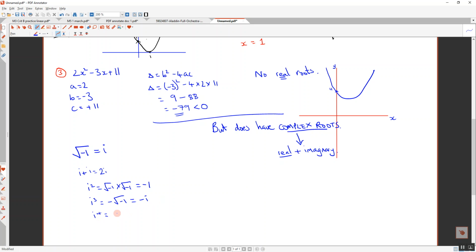How do you work it out? How do I work out i to the 4 using the information above? It's not hard, because it's i squared times i squared. i squared is -1, so -1 times -1 is 1. So what about i to the 5?